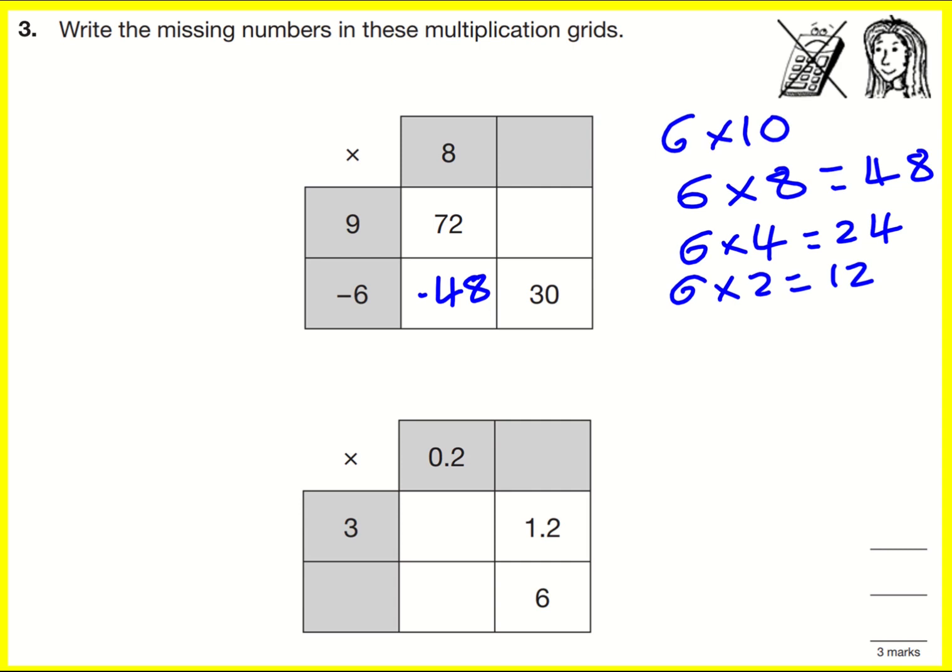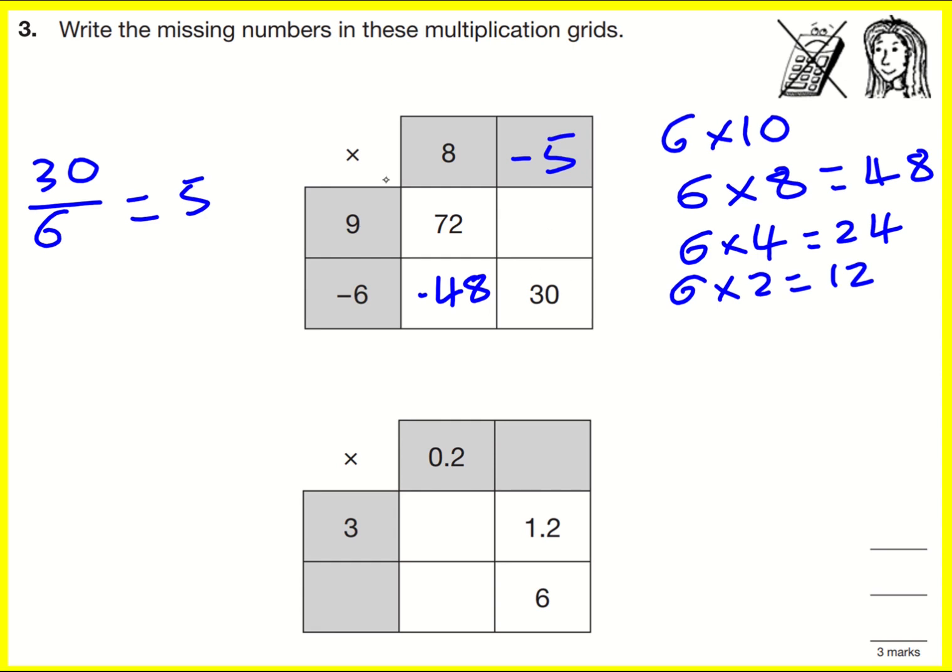Next one. So now I can't work out what's going to go here because I don't know what's here. So I'm going to go for the top right. I know that the top right multiplied by minus 6 is 30, which means I need to do 30 divided by minus 6. Actually, I'm just going to do 30 divided by 6 and then put in the negative at the end. So 30 divided by 6 is 5: 6, 12, 18, 24, 30. So I'm going to get minus 5 here because a double negative multiplies to give 30.